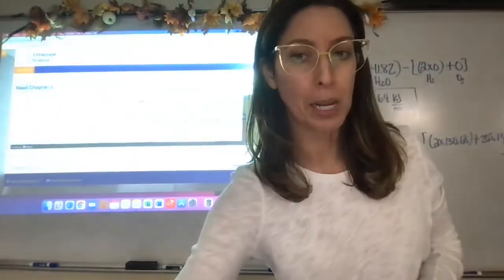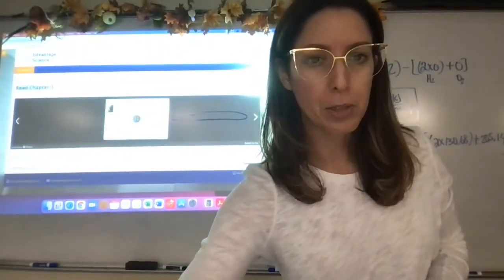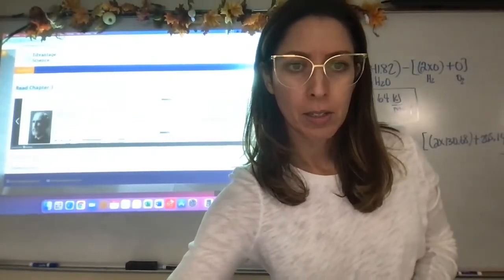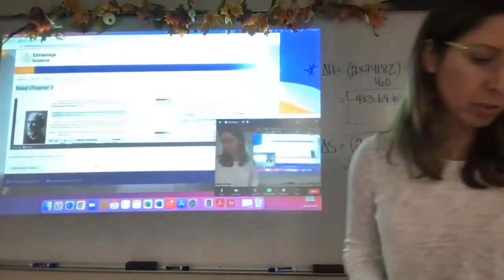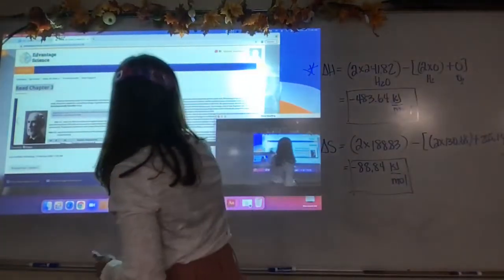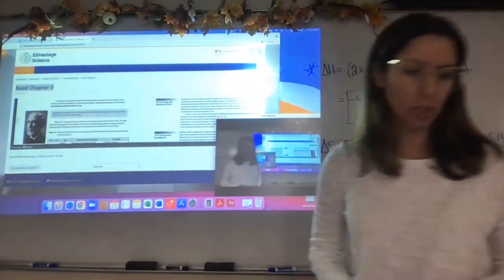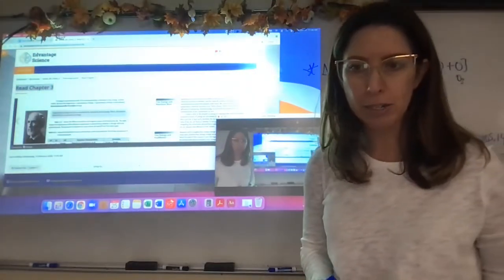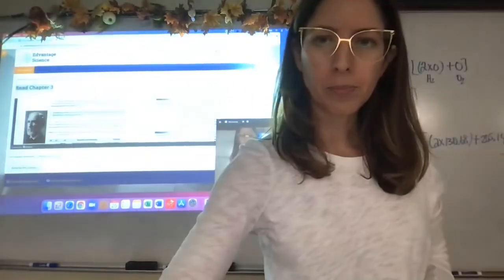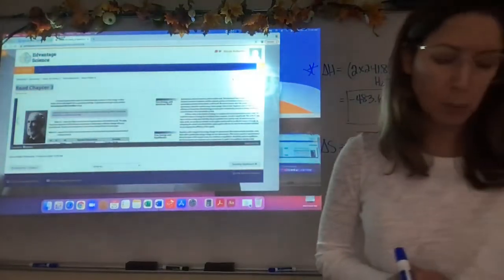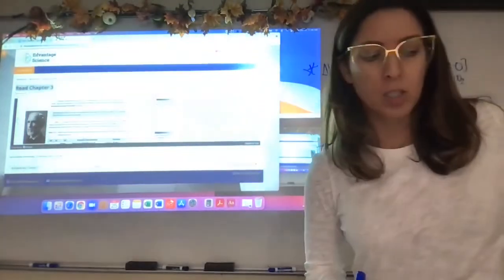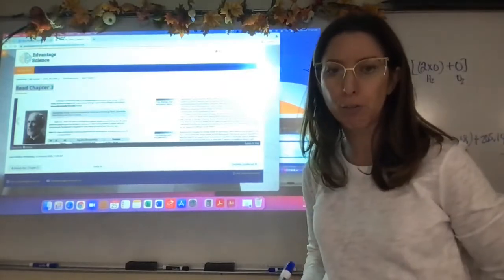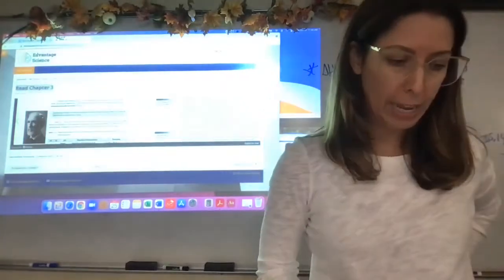Now, if you look at the top of the next page, they show us that a change is spontaneous only if it is accompanied by a decrease in free energy. So that means the delta G has to be negative in order for a spontaneous process to occur. Spontaneous processes are also termed thermodynamically favorable changes, okay?